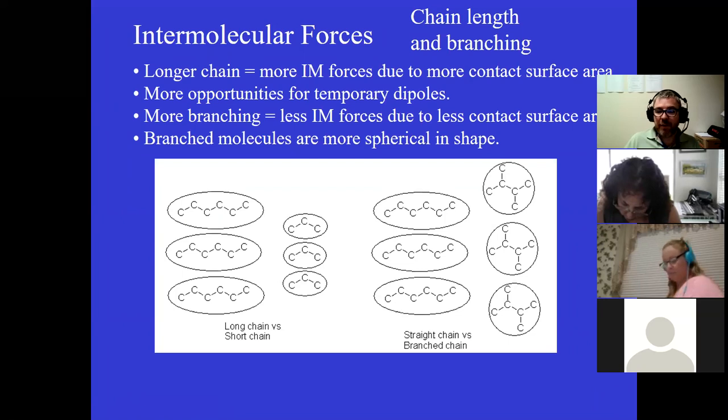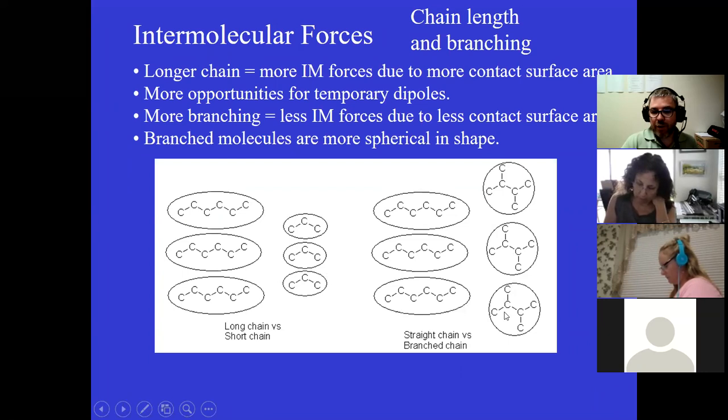I'll apply this. You'll see it's real easy to see this when we've got our problems, okay? Don't panic. I'm just giving you the concepts here. The other thing is that straight chain is always going to be stronger than branch chain. The difference between those is that straight chain is just C's all in a row, and branched is when you've got C's in a row, but you've got C's coming off that row.